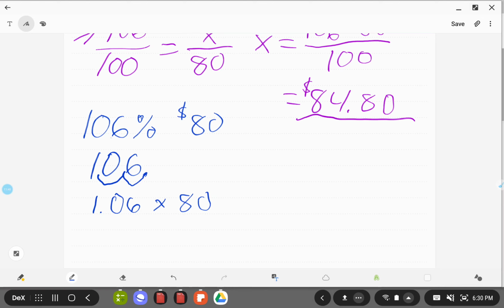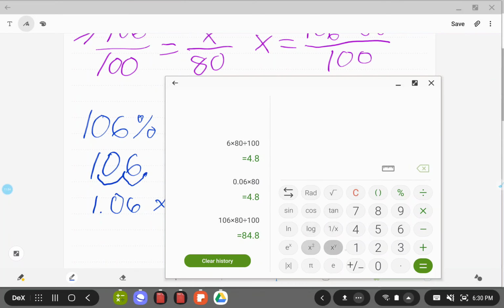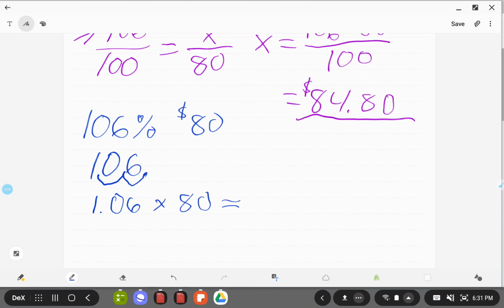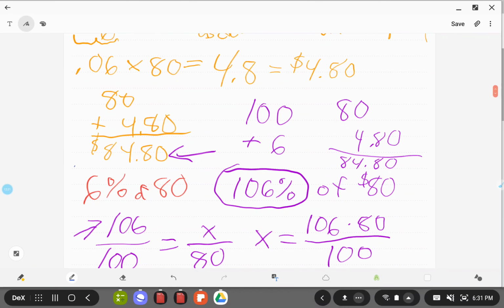So remember my first step was I turned the 6% that I was looking for into 106%, which means it's going to include the original. And then I took 1.06 times 80 equals, and this is super quick and easy, 106, oops, I forgot my decimal point. Gotta watch yourselves. 1.06 times 80 equals 84.8. Which, because we're dealing with money, means $84.80. Once again, same answer as before, same answer that we had up here.